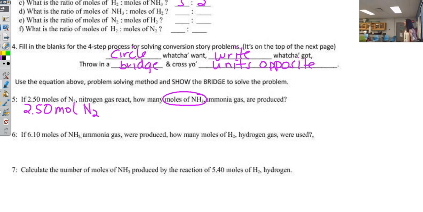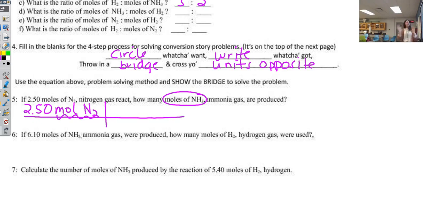What do we do next? Throw in a bridge. Throw in a bridge. Now, a bridge can either look like this. I'm not going to do it this way. It's a numerator and a denominator. The way that I'm going to do it is it's going to look like a data table, kind of. So it's going to look like I'm entering a table. And so circle what you want. Write what you got. Throw in a bridge and cross your units opposite. Just this, okay? Don't draw the arrow, but when I say opposite, I really mean diagonal, okay?